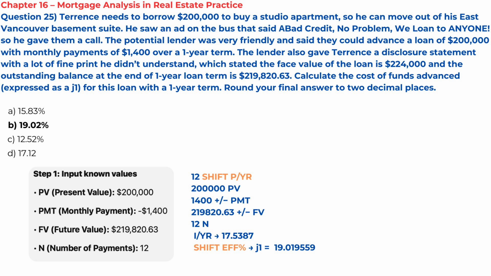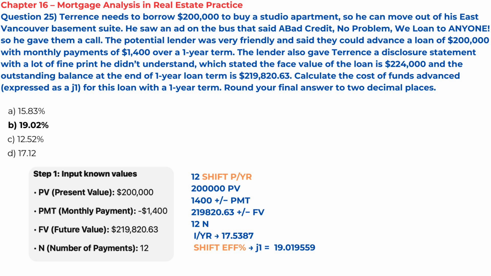understand, which stated the face value of the loan is $224,000 and the outstanding balance at the end of the 1-year loan term is $290,820.63. Calculate the cost of funds advanced, expressed as a J1, for this loan with a 1-year term. Round your final answer to 2 decimal places. 12.